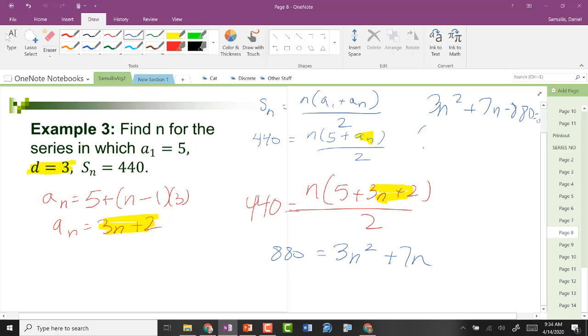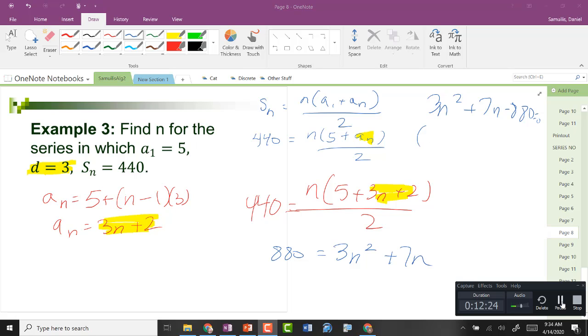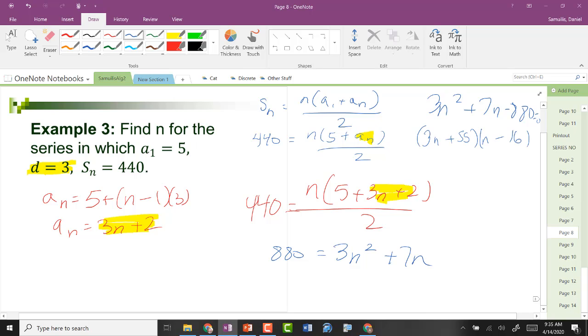Through the magic of pause, I'm going to factor this really quick. And there it is. So (3n plus 55)(n minus 16). So I end up with possibilities of n being negative 55 thirds and n being 16.